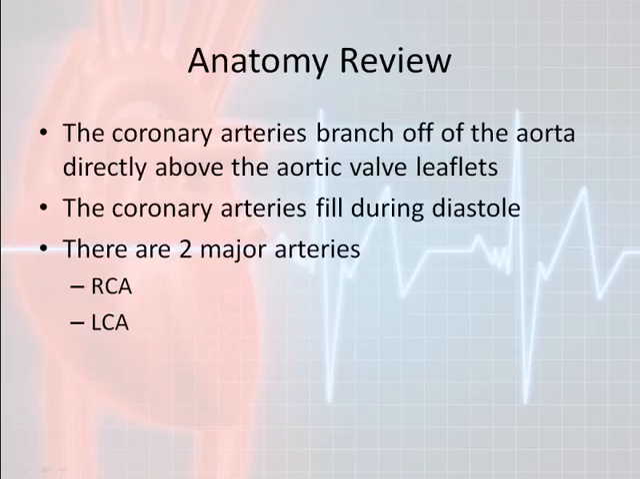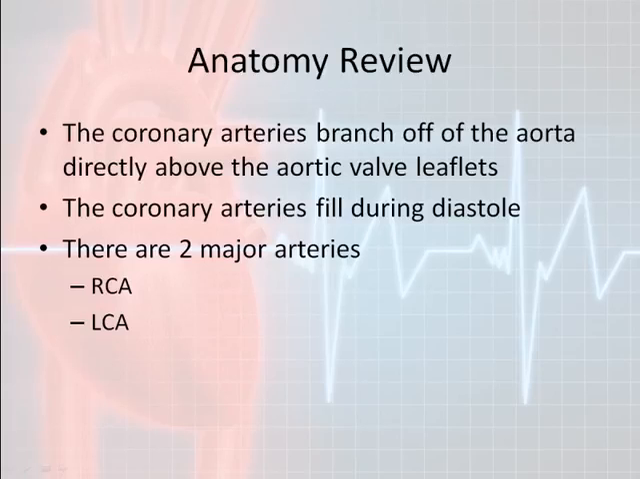The coronary arteries branch off of the aorta directly above the aortic valvular leaflets. Now this is important because the leaflets will close during ventricular relaxation, or diastole, and as the blood tries to flow back into the left ventricle, it will smack up against the closed aortic valves and then squirt into the right and left coronary arteries. The coronary arteries fill during this diastolic process.